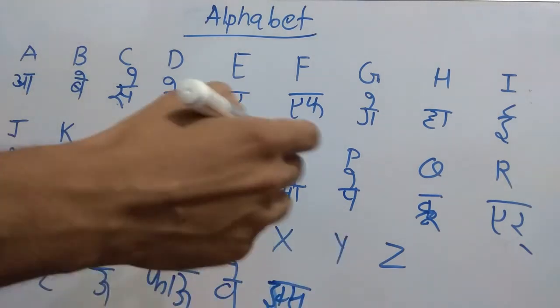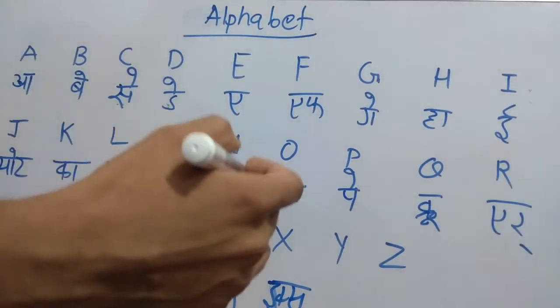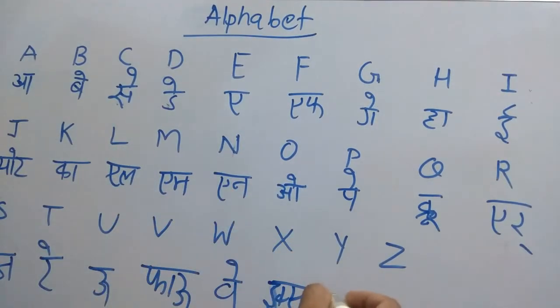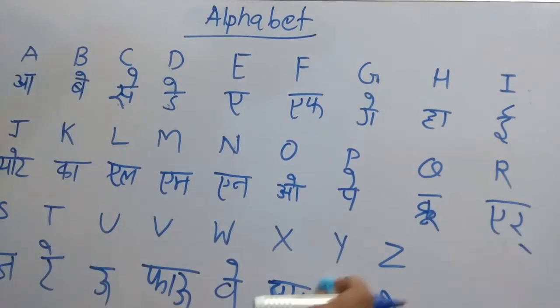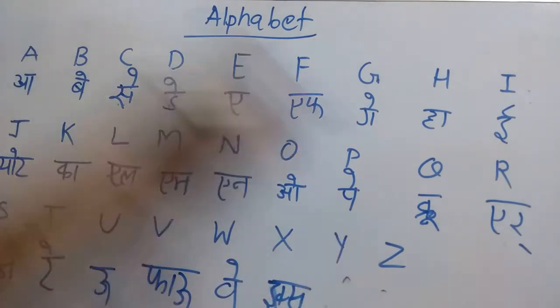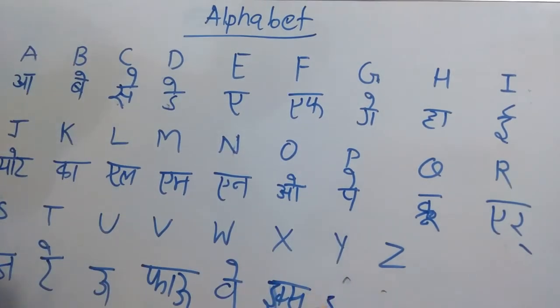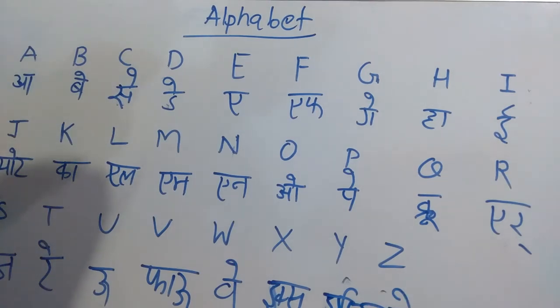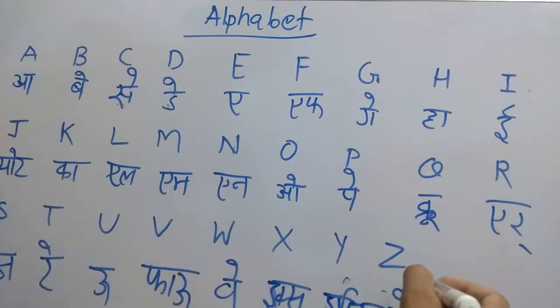And Y and Z. Y is very different. Y, epsilon, epsilon. Epsilon. Z, tset.